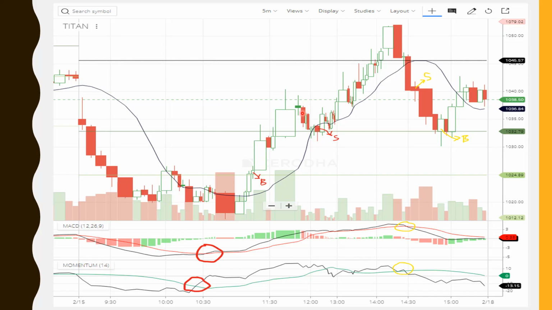It's all about, and you know, if you're happy with the profit, always book the profit and take it home, because you're bringing in money. Okay, so let's see a sell trade.